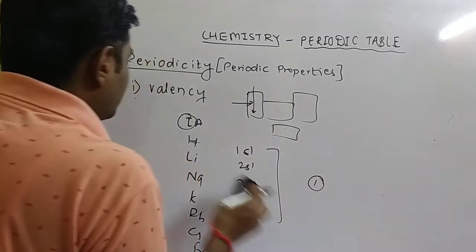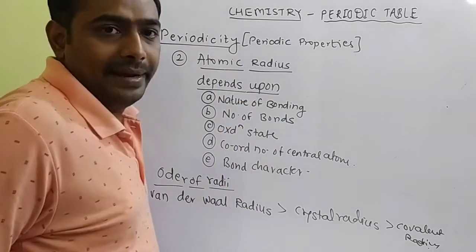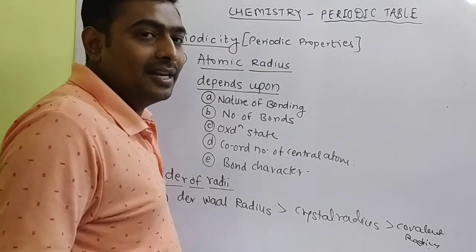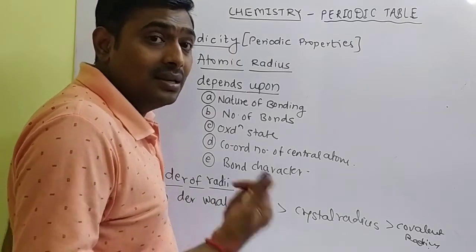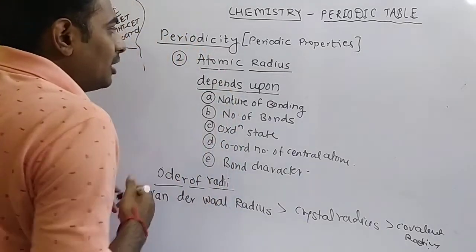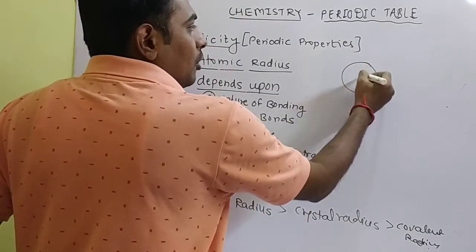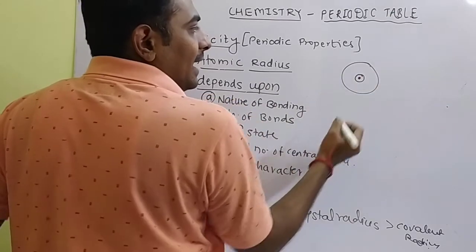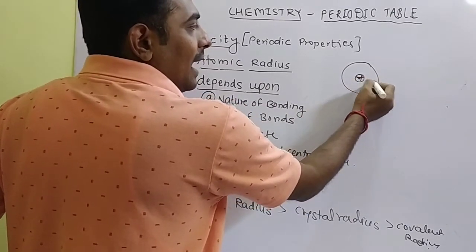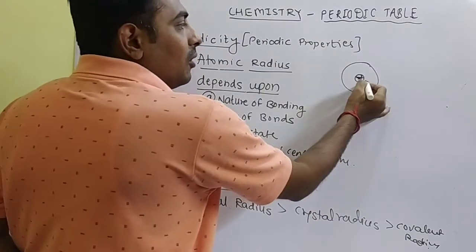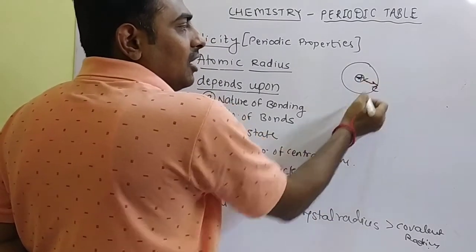Second point, atomic radius. So what is meant by atomic radius? An atom has atomic radius, while any ion species like cation or anion has ionic radius. If you observe, this is the nucleus of any atom, and this is your valence shell. Atomic radius is the distance from the nucleus to the valence shell of an electron.